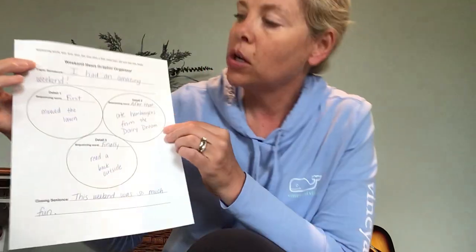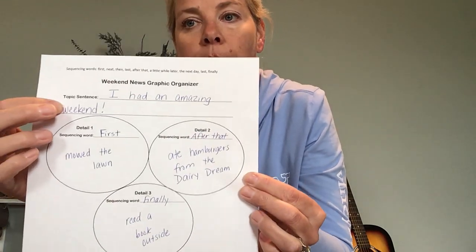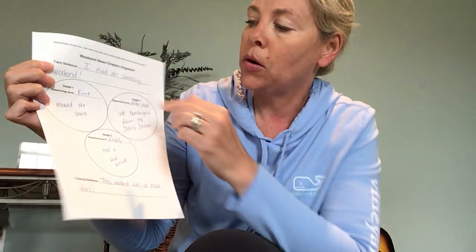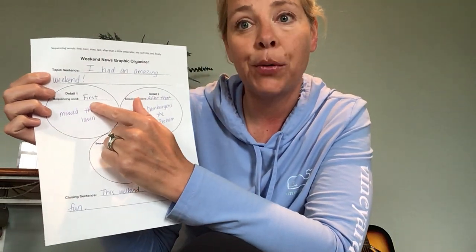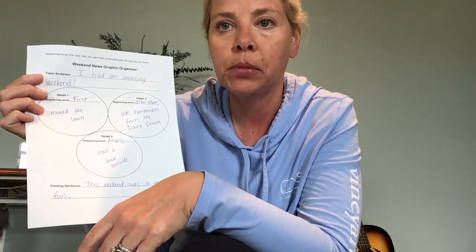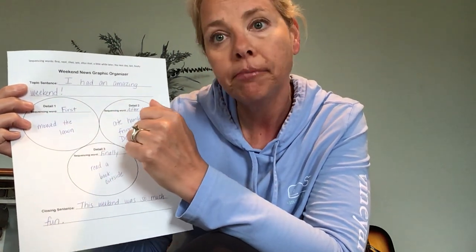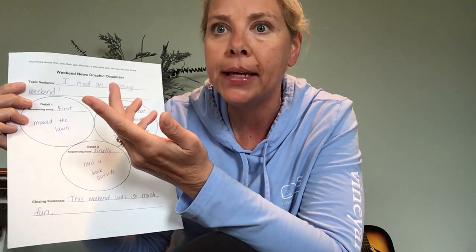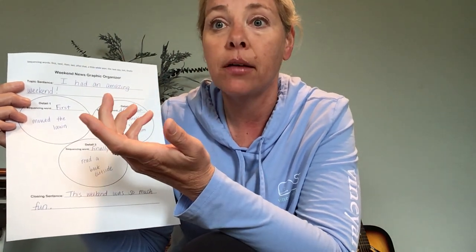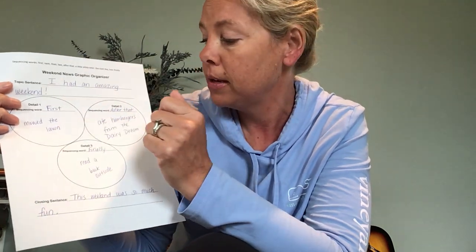So you can see I started with my topic sentence. I had an amazing weekend. That lets the reader know that this story is going to be all about my weekend. In my first detail, I used the sequencing word first. Remember, this is an organizer. I'm just organizing my ideas. I don't have to write this in a complete sentence. So my first thing I did this weekend is I mowed the lawn. You're probably thinking, why was that amazing? Well, I was just happy to be outside in the sun. So that was part of my amazing weekend. First, I mowed the lawn.